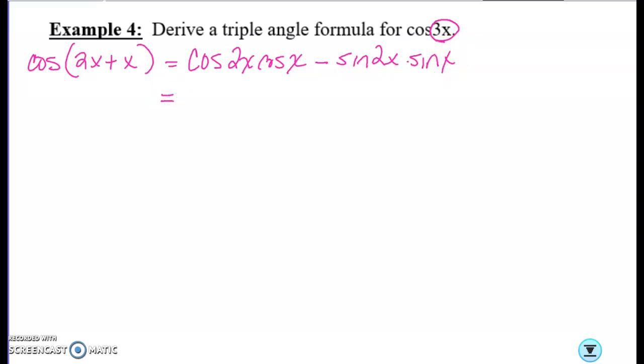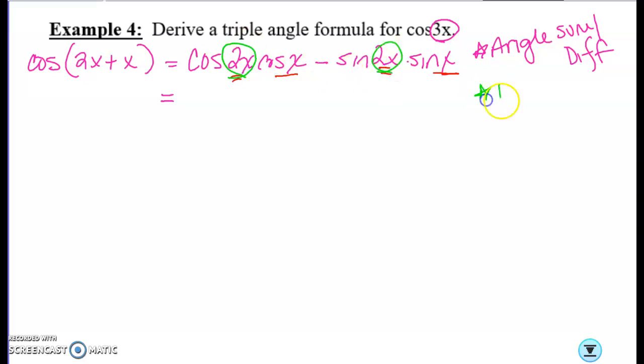Okay, so we still have some work to do. We got better here and here. Those have a 1 in front of the angle, but we still have a 2x here and a 2x here. So we use the angle sum and difference identities here. But in our next step, we got to look at these, and we're going to have to use the double angle.